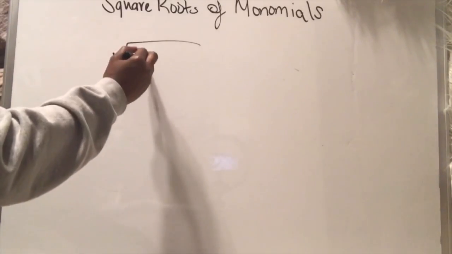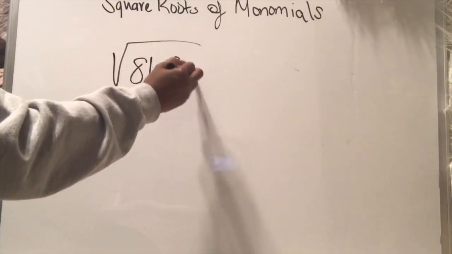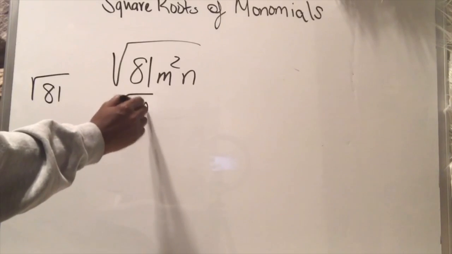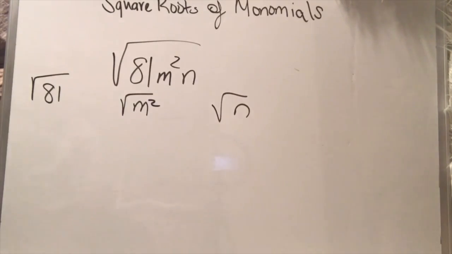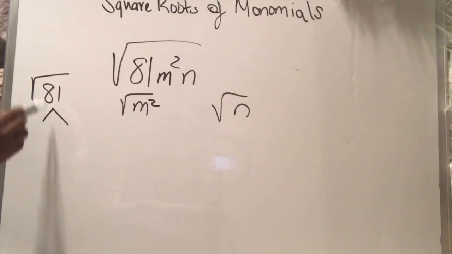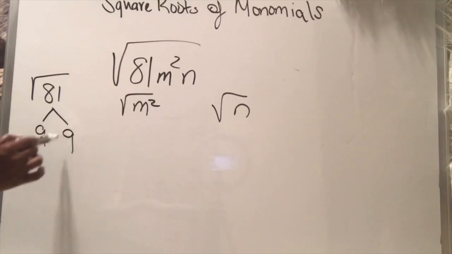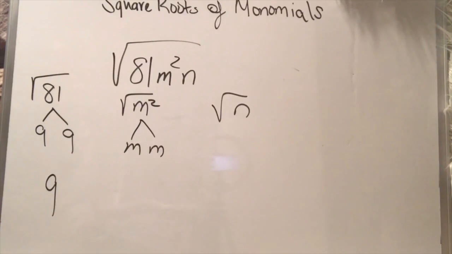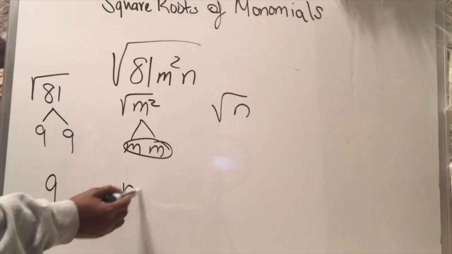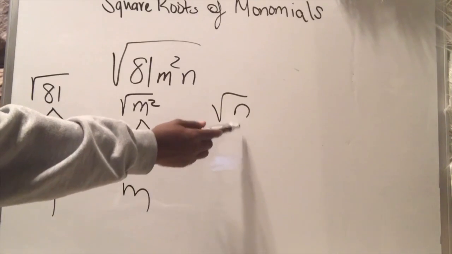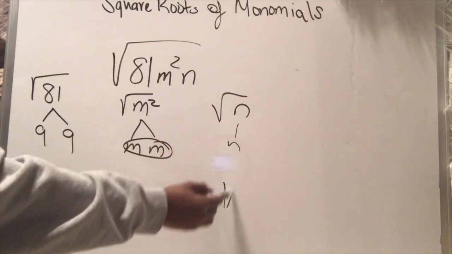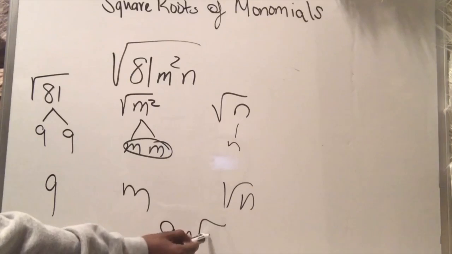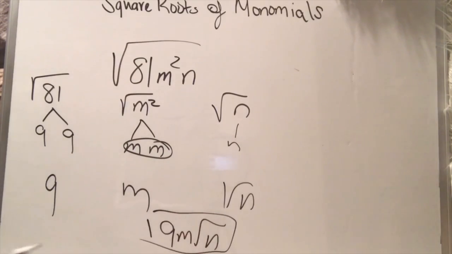What if we had the square root of 81M squared N? Well, the first thing I'm going to do is break it up into 3 different square roots. And I know this is a perfect square, 9 times 9. So the square root of 81 is 9. I know this is M times M. So this is a pair, so M comes out. But the square root of N is just N, and there's no pair, so that has to stay underneath. So 9 times M is 9M square root of N. And that is my answer.